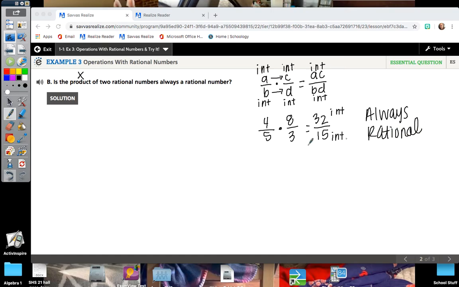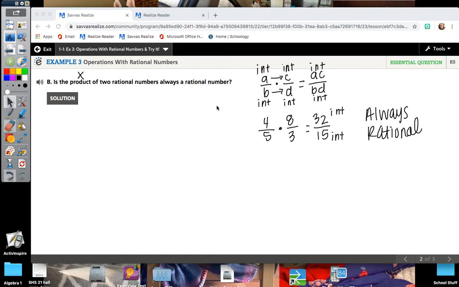And just like on the last one, you don't want to put as your fraction something like 4 over 0. 0 is an integer, but we can't divide by it, so it can't be at the bottom of a fraction. It has to be numbers other than 0.